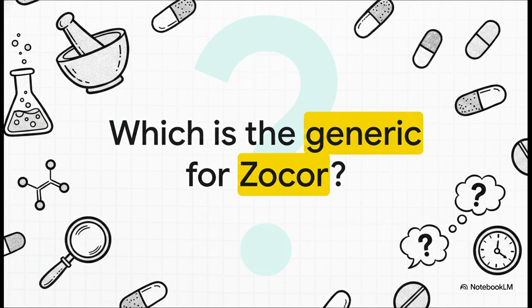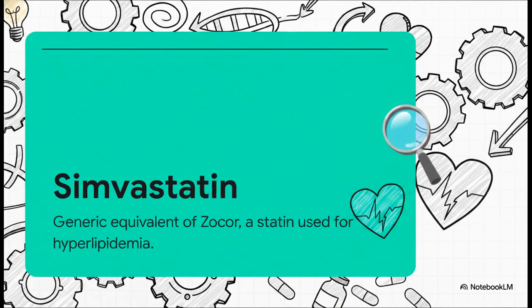Here is a direct question pulled straight from the study guide. Which of the following is the generic for the brand name Zocor? Is it A, atorvastatin, B, simvastatin, C, rosuvastatin, or D, pravastatin? Take just a second to think about it. Well, if you guessed B, simvastatin, you are spot on. Notice how relying on the statin suffix doesn't immediately give you the answer here, simply because all the options were statins. This is exactly where you rely on your specific brand generic pairings within the class. Zocor pairs with simvastatin to treat hyperlipidemia.